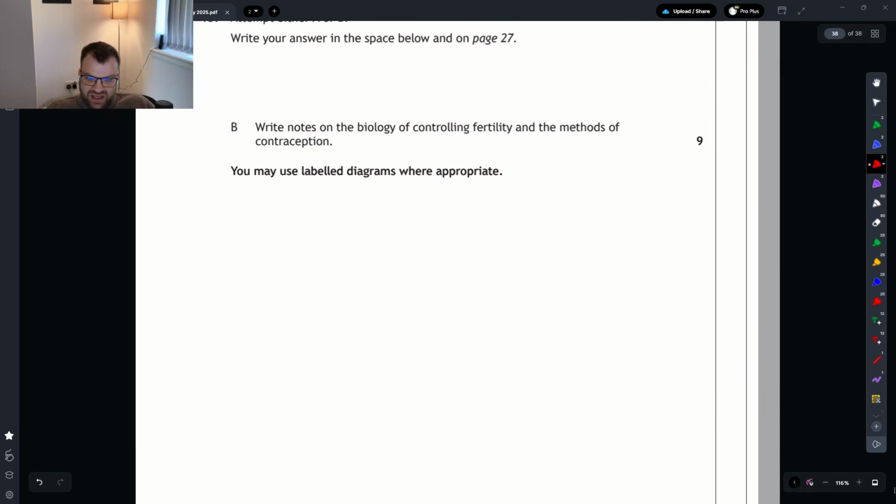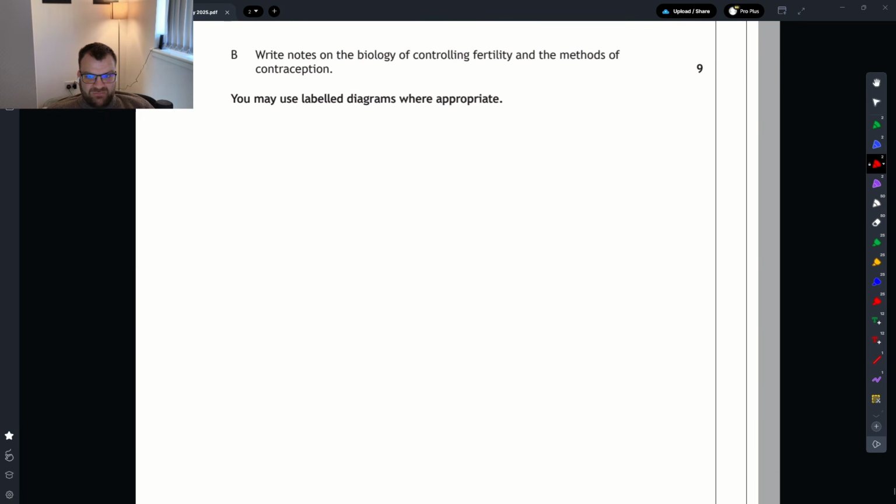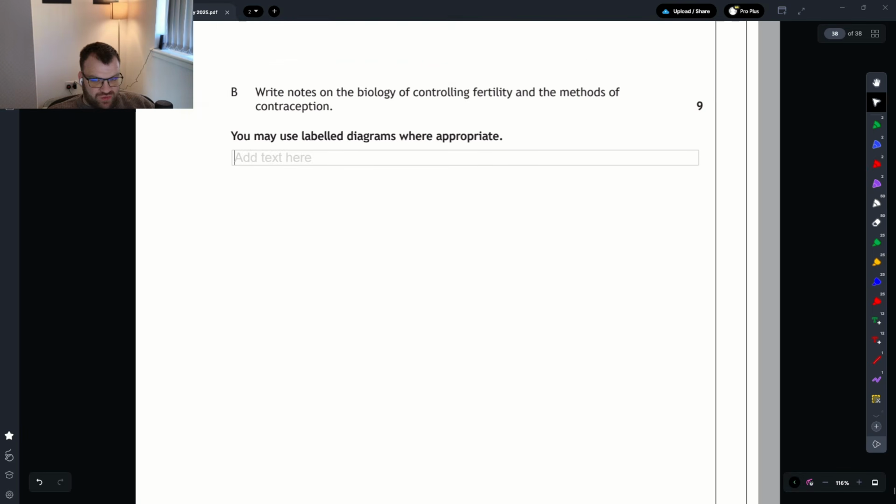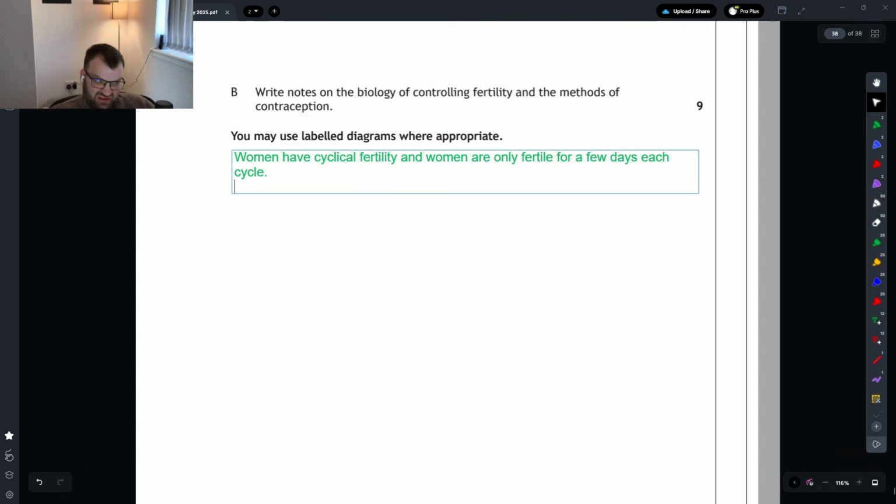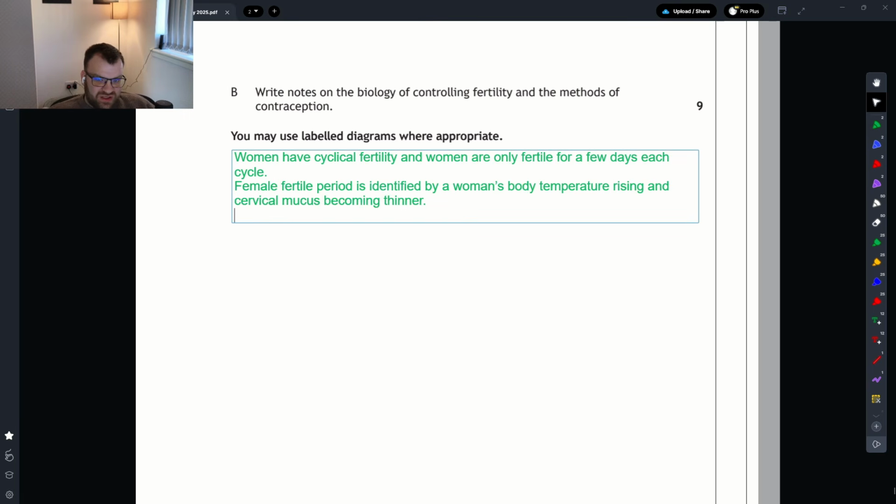Next one, we're talking about the biology of controlling fertility and contraception. Okay, so we'll talk about the differences in males and female fertility. So females have cyclical fertility, and they're only fertile for a few days every cycle, every month. It can be identified by temperature and also the thickness of the cervical mucus. So it will be an increased temperature and also a thinner mucus. For males, males are continuously fertile and will continually produce sperm.